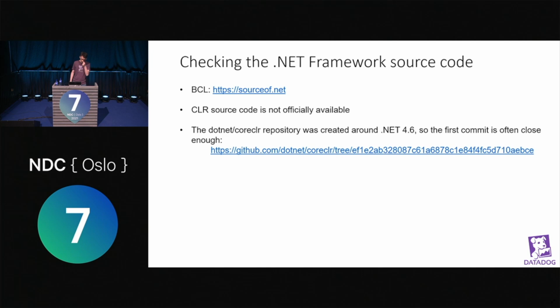The trick is to know that the CoreCLR repository on GitHub was created around the same time frame as .NET 4.6. And back then, the source code of .NET Core was pretty much mirroring the source code of .NET Framework. So if you go to GitHub and check out the very first commit from this repository, you will have a pretty good approximation of the source code of .NET Framework, and it may be enough for your investigations.